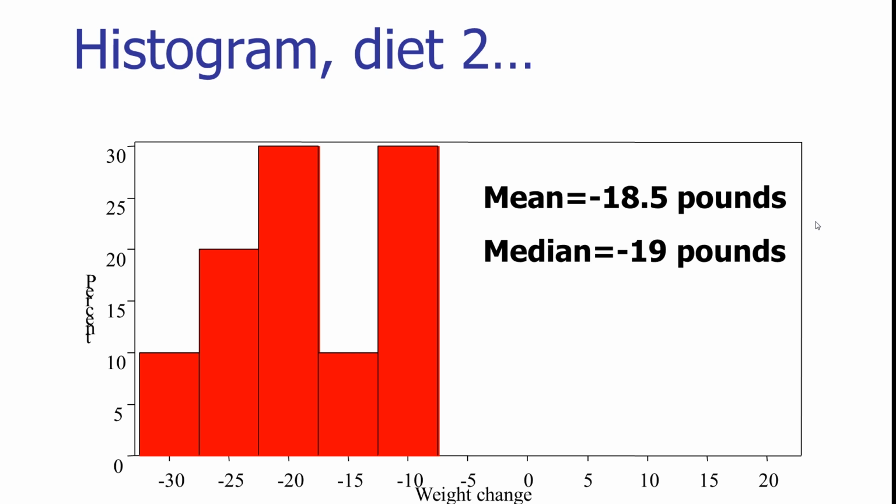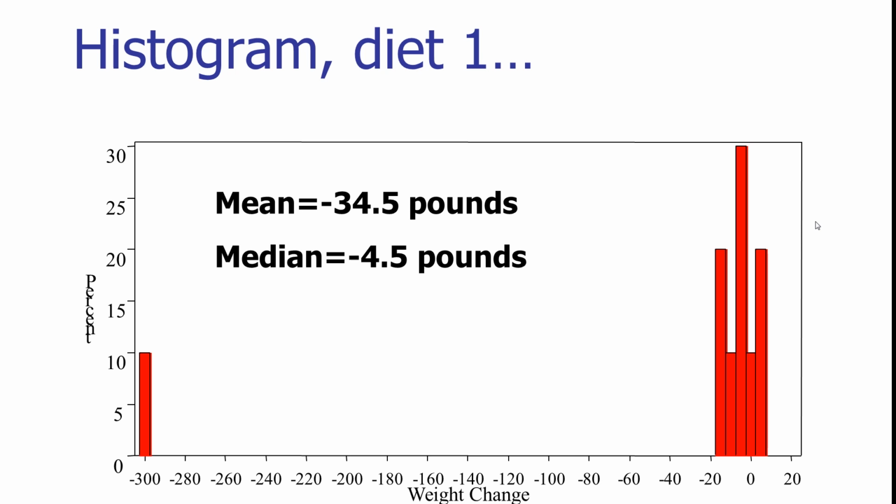Everybody's losing some amount of weight, and the variability isn't very high. Now let's turn to the histogram for Diet 1. You can see that this is made up data, but this could really happen. So here's the histogram from Diet 1. What do you notice? The mean is a weight loss of 34.5 pounds, but the median is only a weight loss of 4.5 pounds. And of course, the reason is that we have this extreme value out at negative 300. Somebody was very highly successful on this diet and lost 300 pounds.